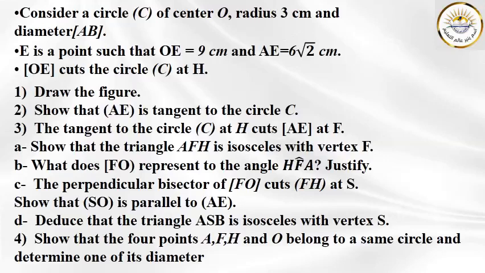3. The tangent to the circle C at H cuts AE at F. A. Show that the triangle AFH is isosceles with vertex F. B. What does FO represent for the angle HFA? Justify. C. The perpendicular bisector of FO cuts FH at S. Show that SO is parallel to AE. D. Deduce that the triangle ASB is isosceles with vertex S. 4. Show that the 4 points A, F, H, and O belong to the same circle and determine one of its diameters.